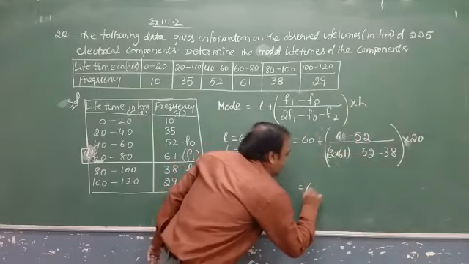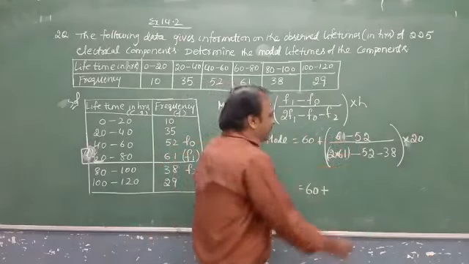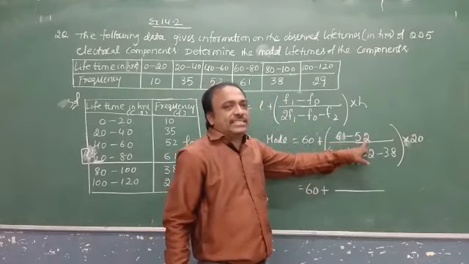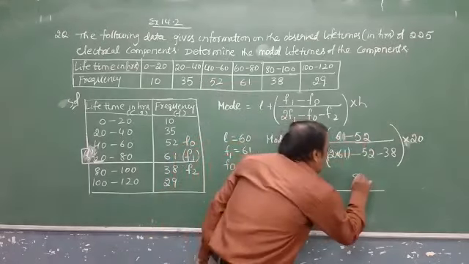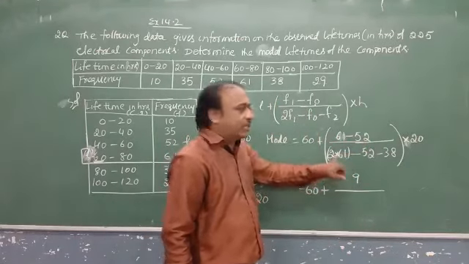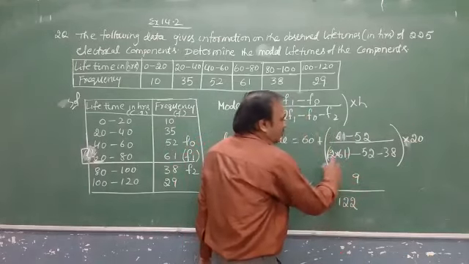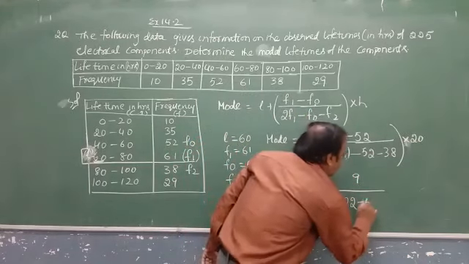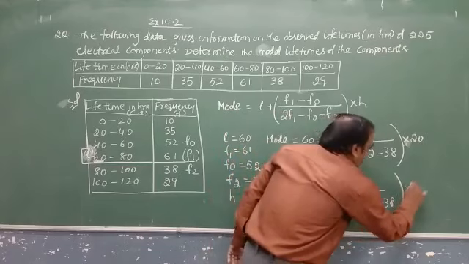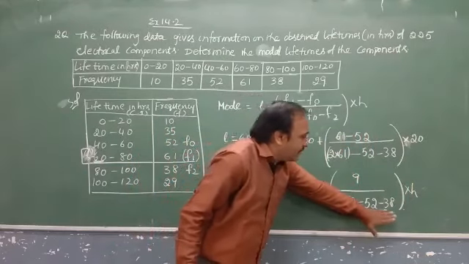Now 60 plus 9 by, simplify inside the bracket term: 61 minus 52. 61 minus 52 is 9. By 2 into 61: 2 ones are 2, 2 sixes are 12, so 122. Minus 52 minus 38 into h. Now 9 by 122 minus 52 minus 38.